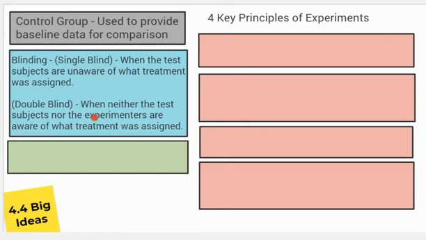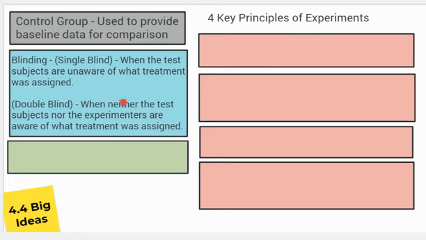Now, sometimes we don't want the test subjects to know what treatment they received, but we also do not want the experimenters to know what treatment each of the test subjects received. And that may be because if the experimenter knows that somebody received a placebo, it's possible that they may treat that particular test subject differently than the other test subjects. So this would be called double blinding. If the test subjects don't know and the experimenters don't know, that is called double blinding.